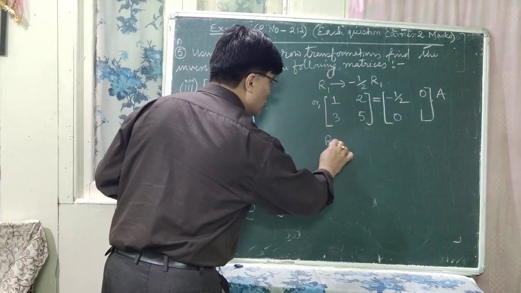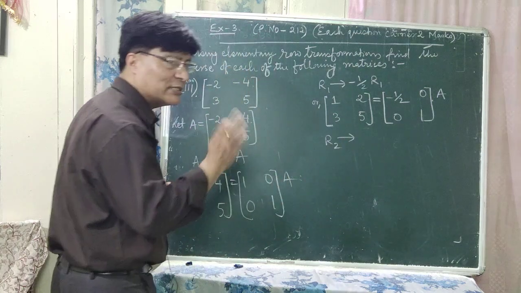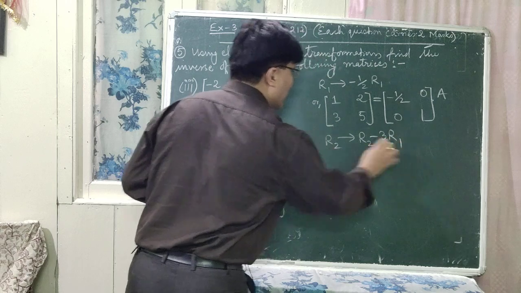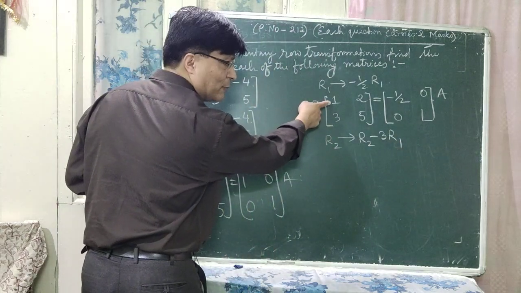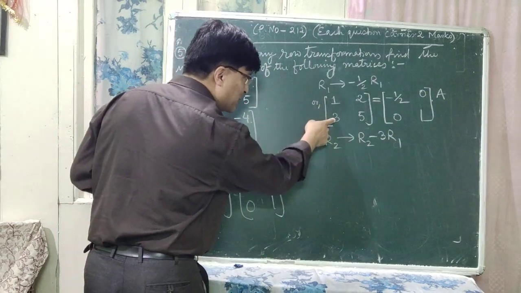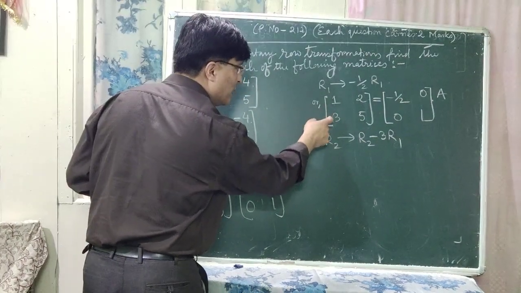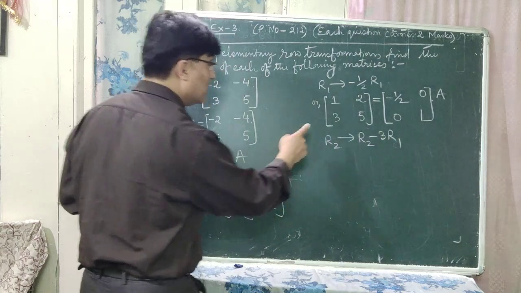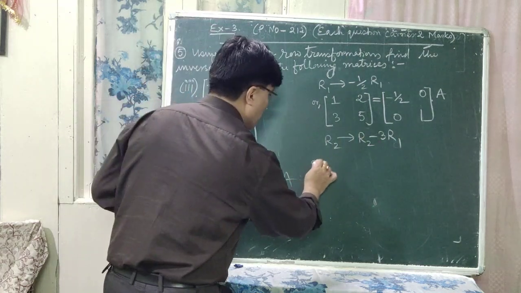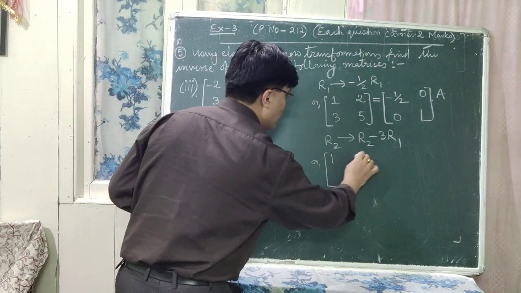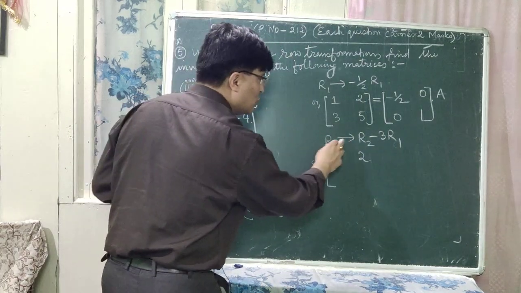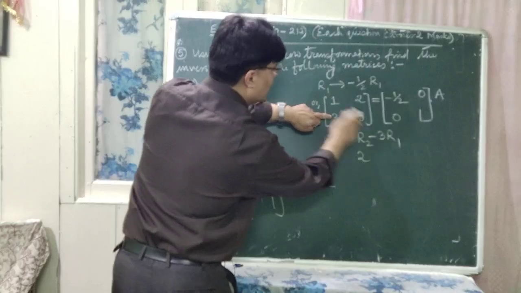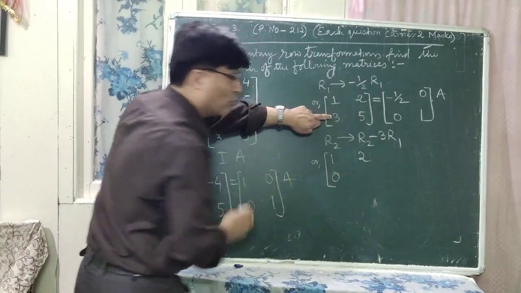That means row 2 will be changed. How does it change? R2 minus 3R1. That means this row should be multiplied by 3 and subtracted from row 2. That is, 3 minus 3 will be 0. Understood? So now let us use this property. Row 1 remains the same, 1, 2. R2 is equal to R2 minus 3R1. That is 3 minus 3 into 1. 3 minus 3 will always be 0.